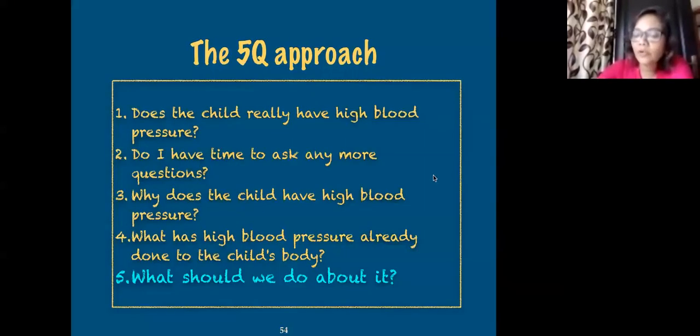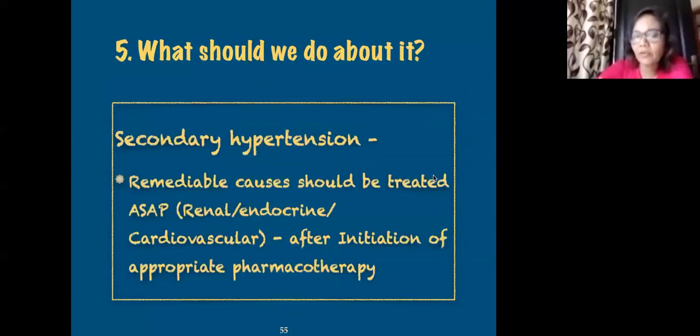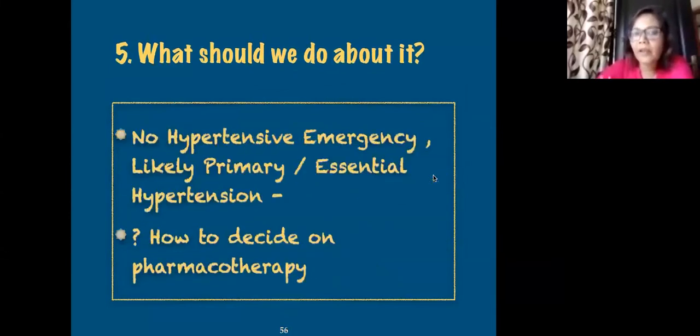So now what should we do about it? Question number 5. So secondary hypertension, of course, treatable causes should be treated as soon as possible after initiation of appropriate pharmacotherapy. And if there is no hypertensive emergency and it is likely primary or essential hypertension, then what do you do? How do you decide on pharmacotherapy?